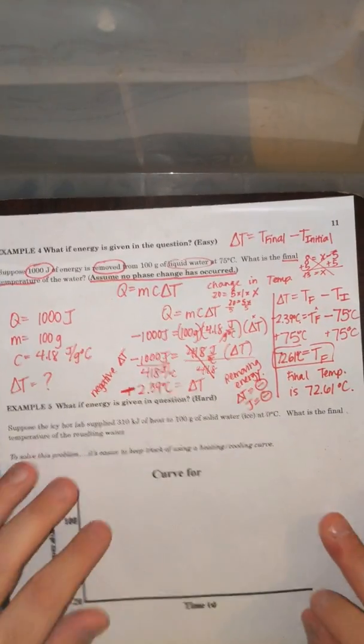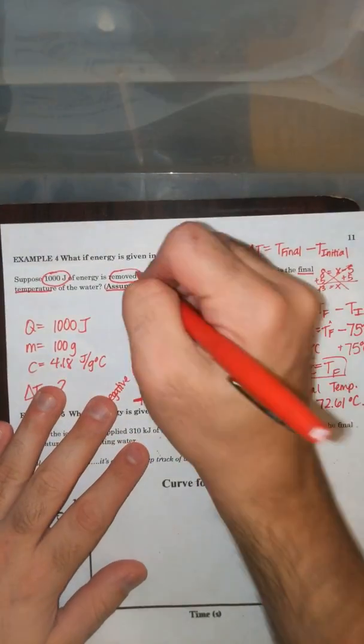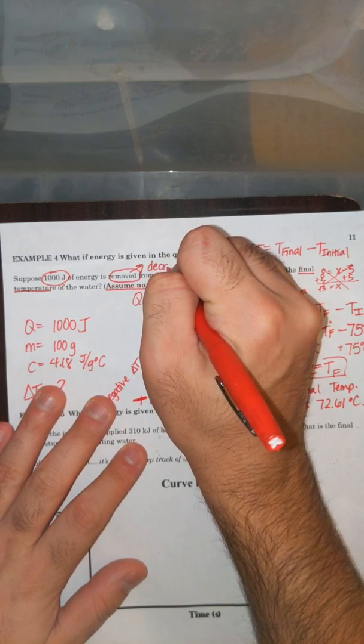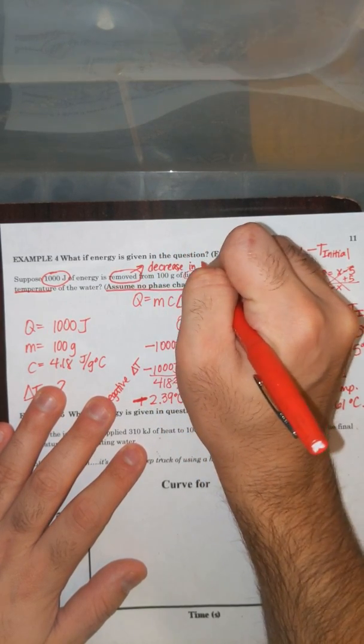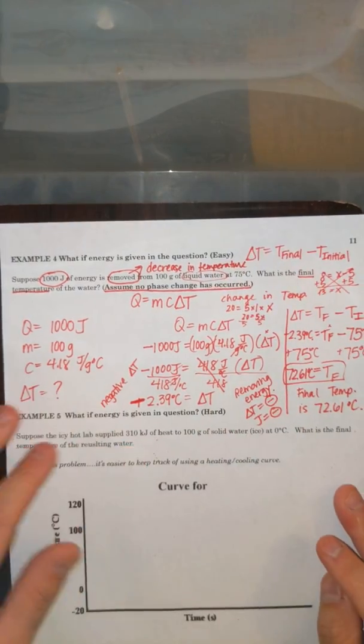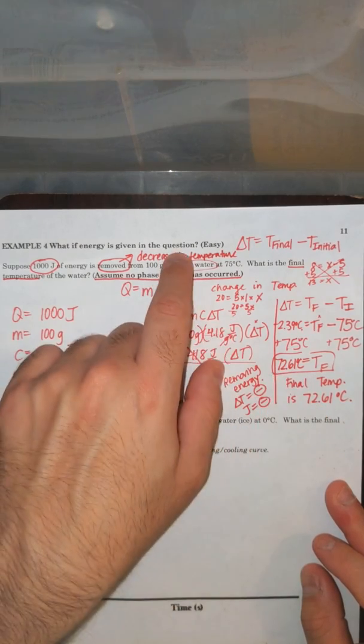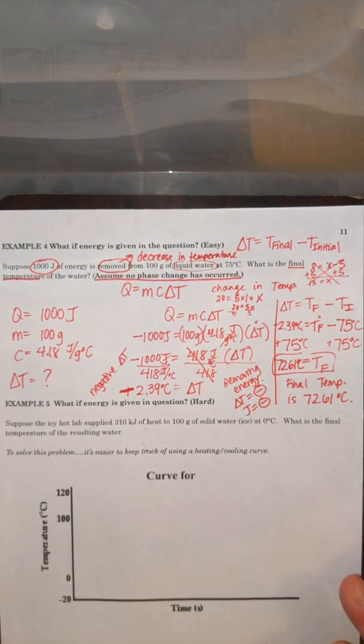Well, oops, I just knocked over things. Does this make sense? It says that energy is being removed from my water. If I remove energy, I should decrease in temperature. Did I decrease in temperature? Yup. I went from 75 to 72.61.